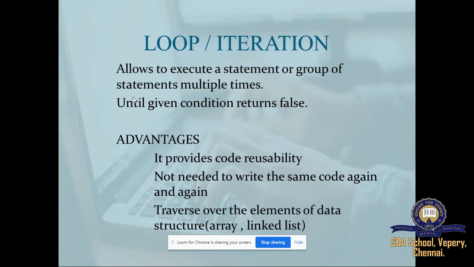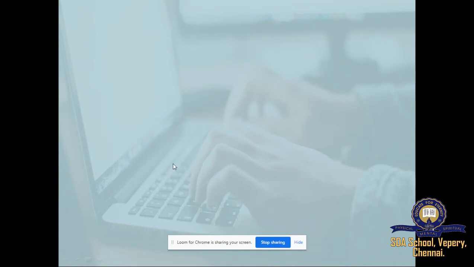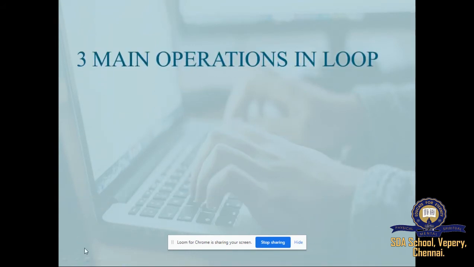And another advantage is traversing over the elements of a data structure. This data structure you will be dealing with in your higher classes. You have already studied arrays, and in our next session, we'll be dealing with arrays. An array is nothing but a collection of similar data. You are going to traverse, in the sense you are going to move through or deal with the elements present in this array. So these are the advantages of using a loop or an iteration. The next thing we have is 3 main operations in a loop. To write a loop statement, we have 3 main operations.